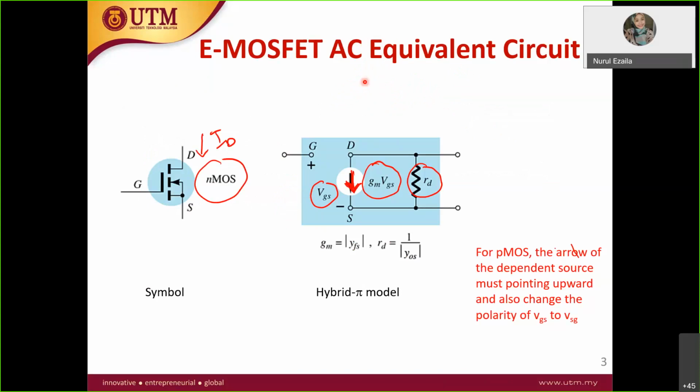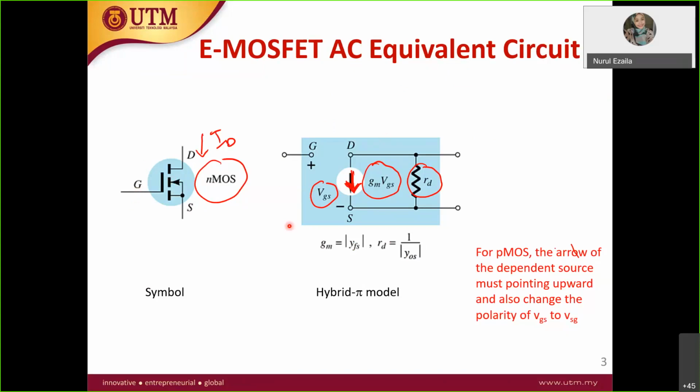For the AC equivalent circuit, you have the hybrid pi model as well, same like in BJT. So this is your MOSFET, NMOS. When the current is pointing in here, this is NMOS, with the terminals gate, drain, and source. So this is the hybrid pi model.